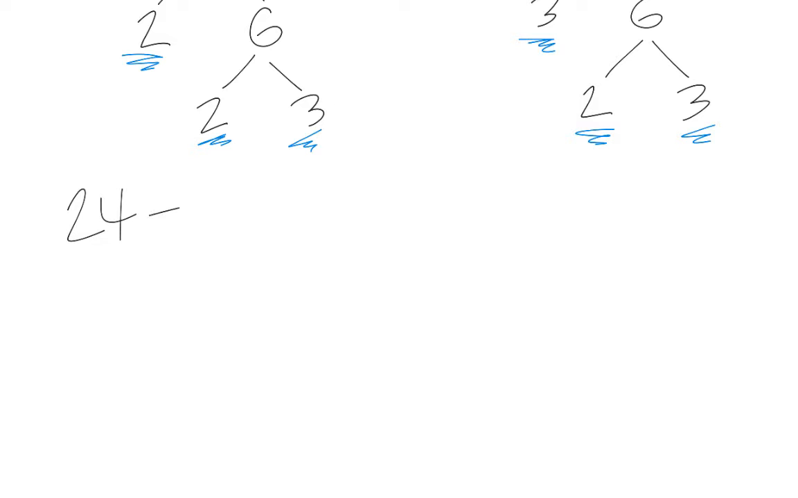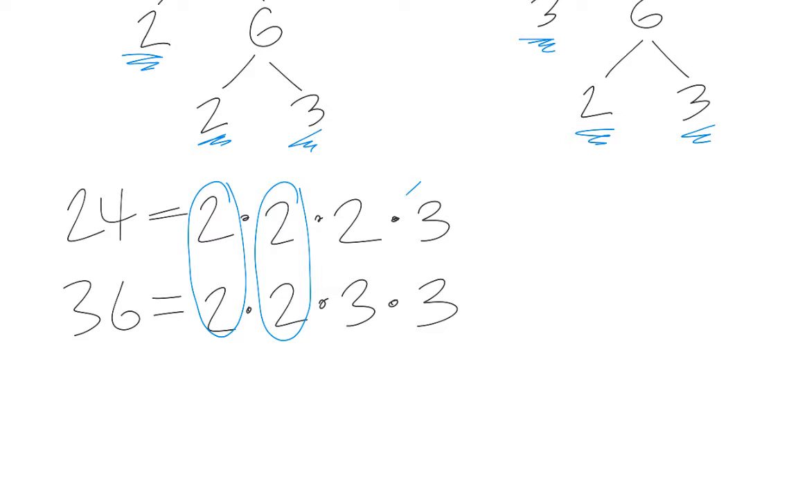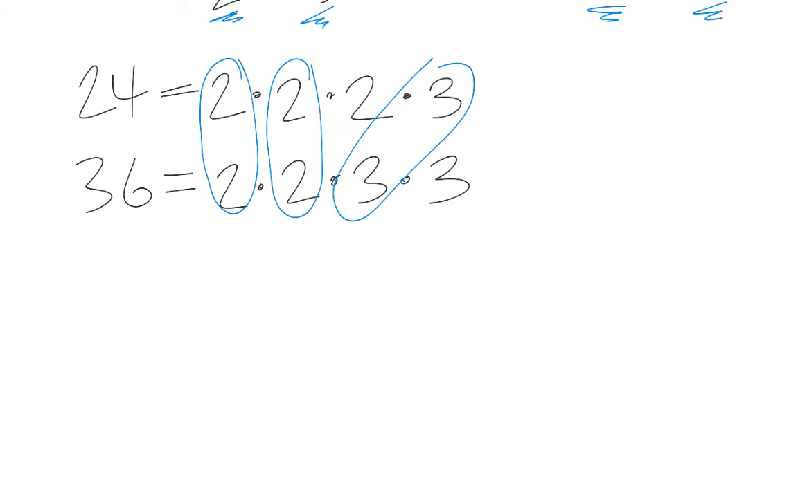Therefore, 24 is equal to 2 multiplied by 2 multiplied by 2 multiplied by 3, whereas 36 is equal to 2 multiplied by 2 multiplied by 3 multiplied by 3. You want to look at both these lists of numbers and see what numbers are common. These 2's are common. These 2's are common. These 3's are common. Therefore, we're going to use these numbers to figure out our greatest common factor.